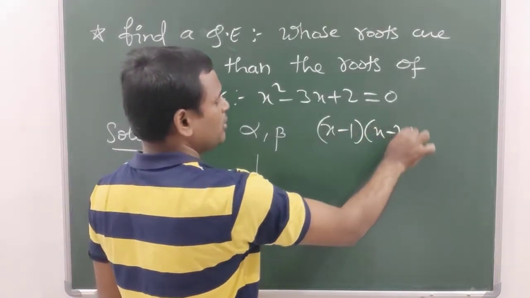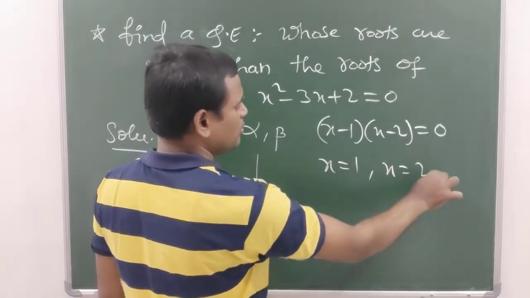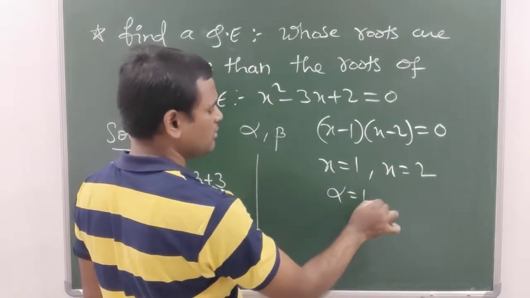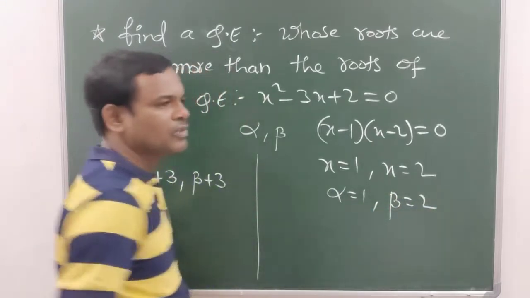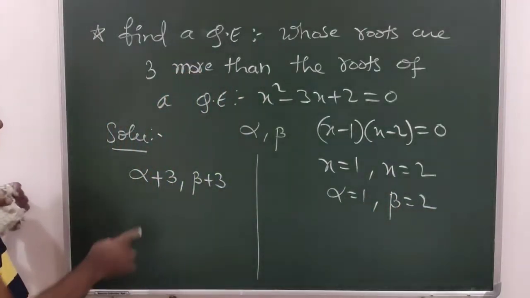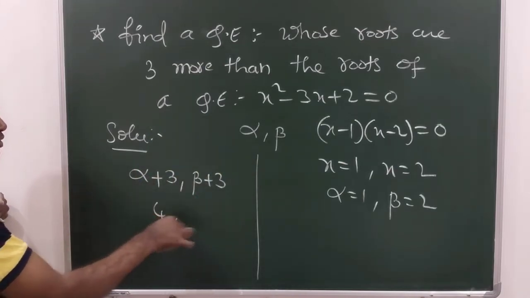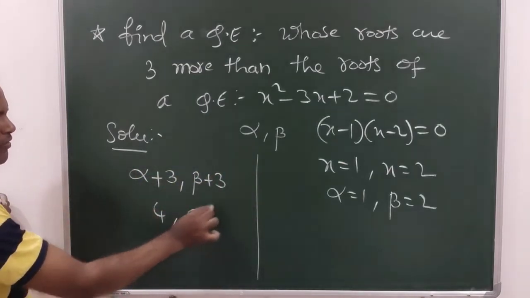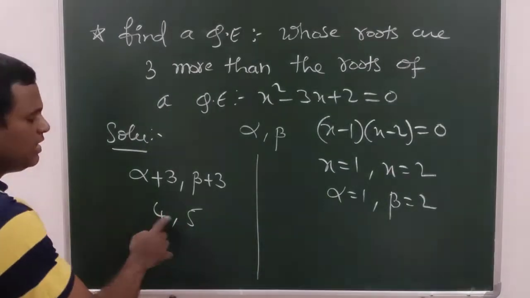x minus 1 into x minus 2 is equal to 0. Now here x equal to 1, x equal to 2. Let us take these roots as alpha equal to 1, beta equal to 2. Now substitute here. When you write alpha equal to 1 here, you get 4. When you write beta equal to 2 here, you get 5. Now we have got the roots of our quadratic equation.